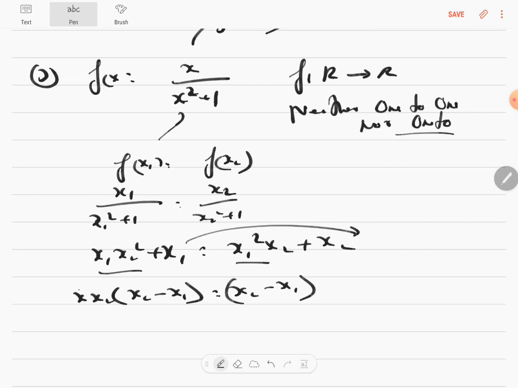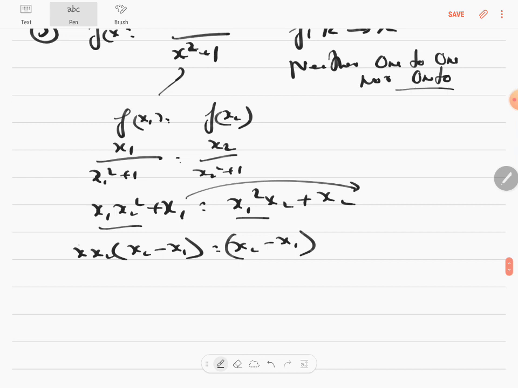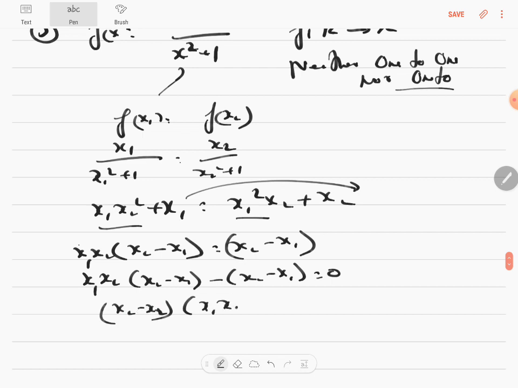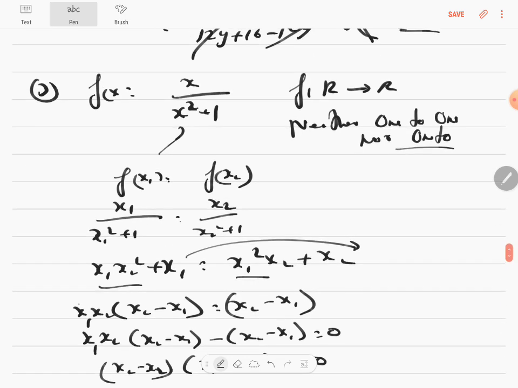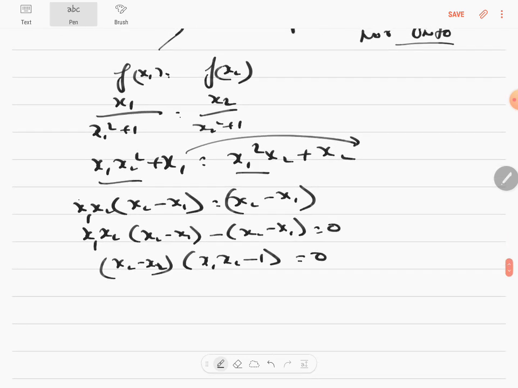You're going to take it to one side: x1 x2 times (x2 minus x1) minus (x2 minus x1) is equal to 0. Then if you take x2 minus x1 out, you'll get x1 x2 minus 1 is equal to 0. Look at this question. This is from real number to real number, so these two are real numbers. To prove it's 1 to 1, you should be able to prove that this is definitely not equal to 0. Only then can you prove that x1 equals x2. That's where the challenge is.